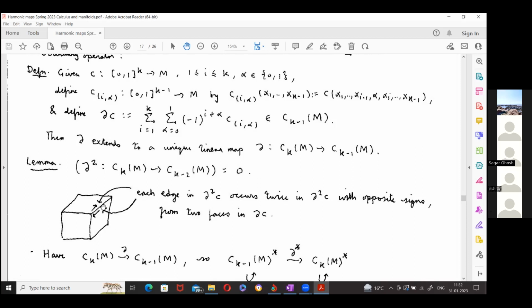So for example, this edge is going to come as the boundary of this face and also as the boundary of this face, and it will come with opposite signs. Once it will be going this way and the other time it will be going this way. And so these two will cancel out when you look at boundary squared of C. Okay, that's the idea.